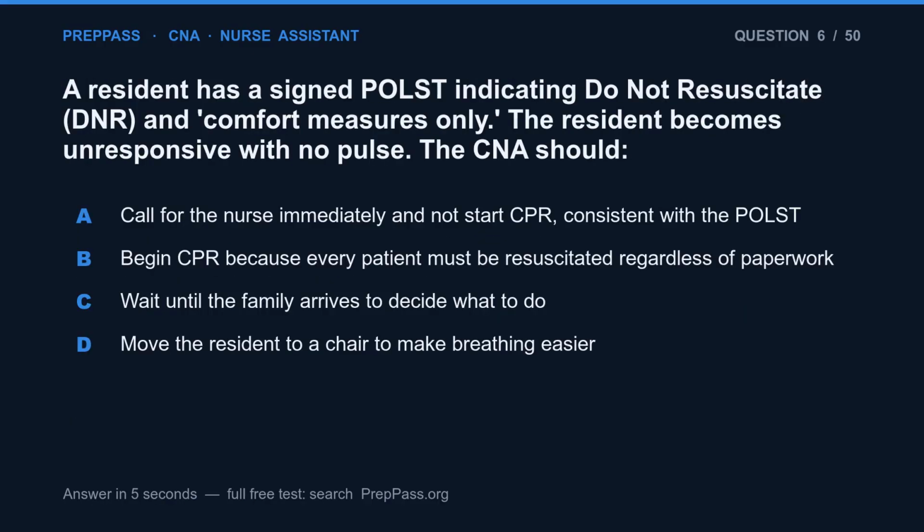Question 6. A resident has a signed POLST indicating do not resuscitate, DNR, and comfort measures only. The resident becomes unresponsive with no pulse. The CNA should: A. Call for the nurse immediately and not start CPR, consistent with the POLST. B. Begin CPR because every patient must be resuscitated regardless of paperwork. C. Wait until the family arrives to decide what to do. D. Move the resident to a chair to make breathing easier.